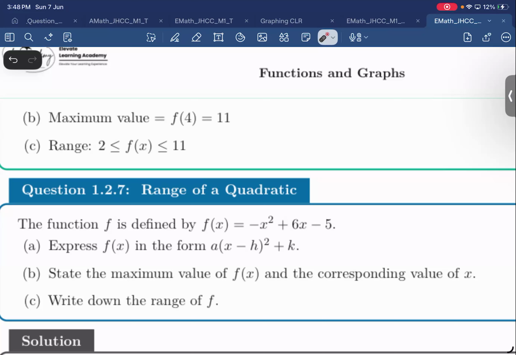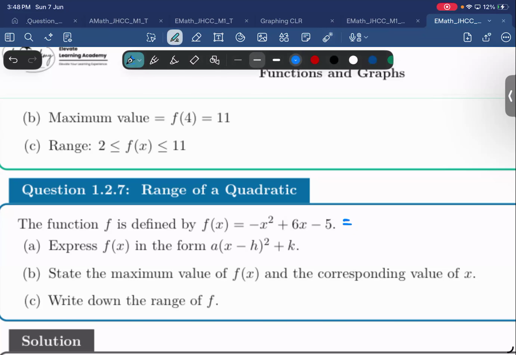Let's look at this one real quick. This one is pretty standard. Completing the square is not difficult. Just remember to factorize this. So I'll do it real quick. Minus sign, x minus x squared minus 6x plus minus 5.